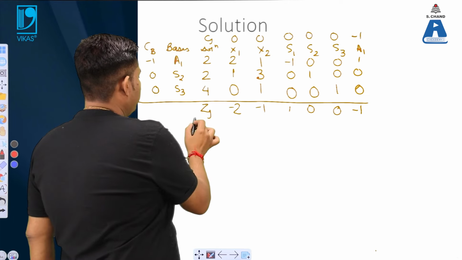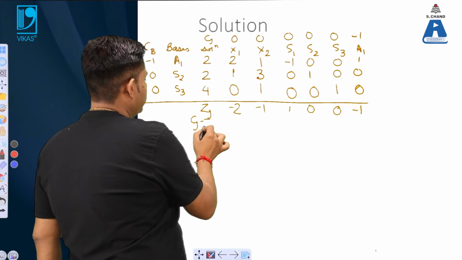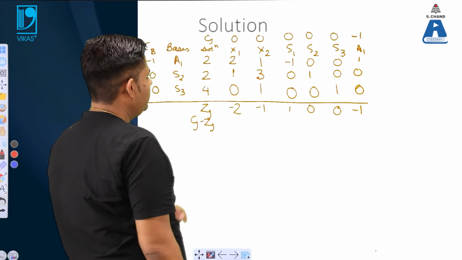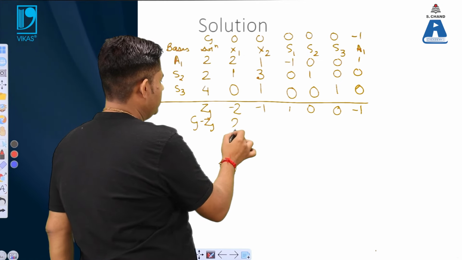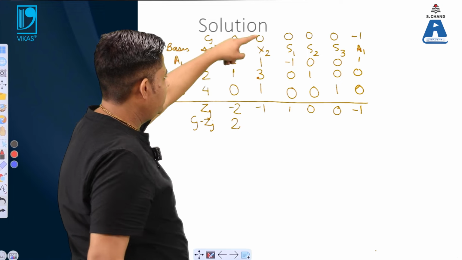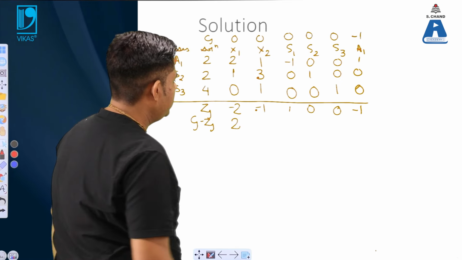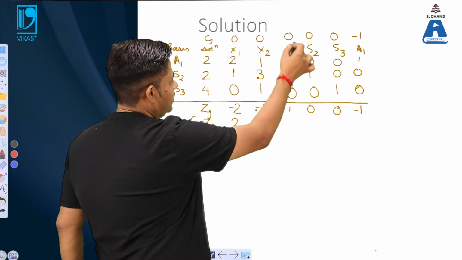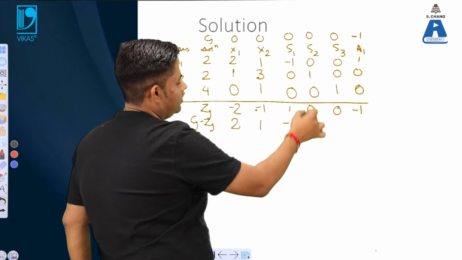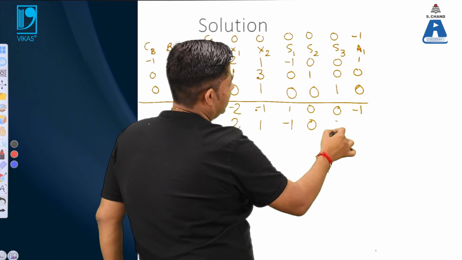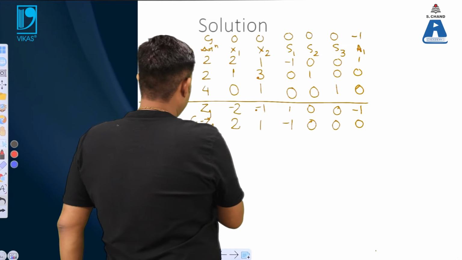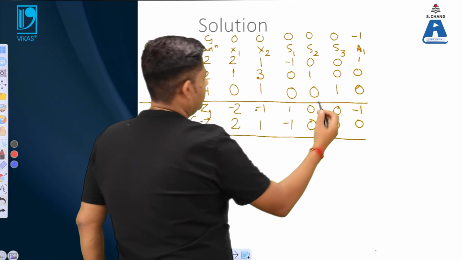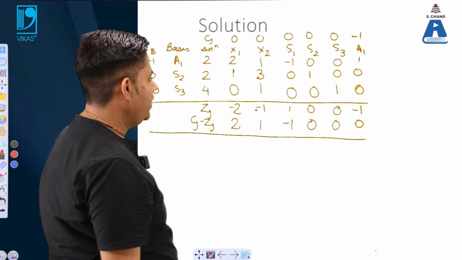Now, you need to find out what is Cj minus Zj. So, Cj minus Zj is 0 minus of minus 2, that means plus 2. Then you have 0 minus of minus 1, which is plus 1. 0 minus 1 is minus 1. Then there is 0, then again a 0. Then minus 1 is again 0. So you got one particular matrix complete.